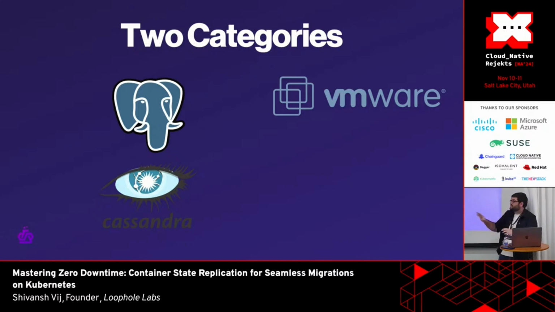VMware did this first, and they did it using VMs. That was their boundary. They said the virtual machine is the boundary. We have this thing called vMotion. It's 21 years old at this point, and we're going to be able to pick up your VM and move it from node to node.